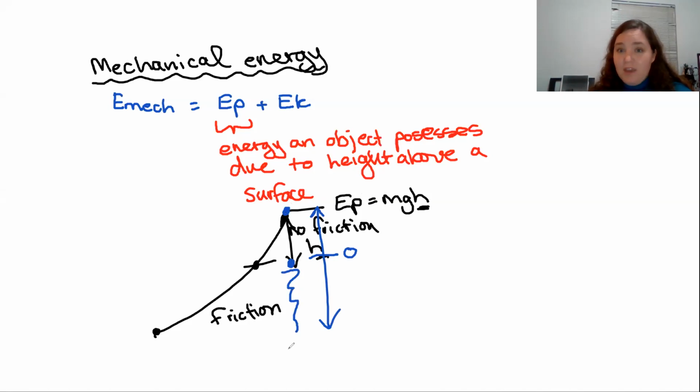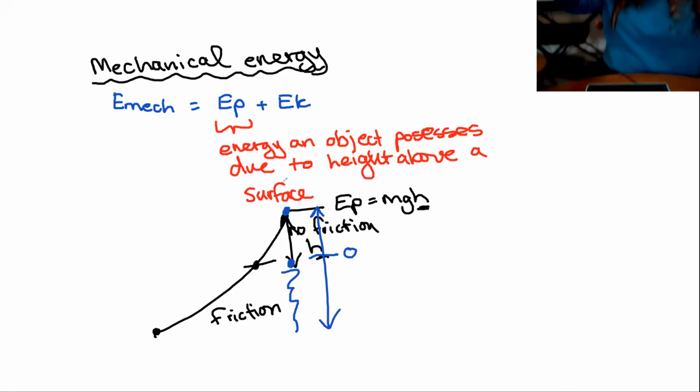So another way that I can describe to you what it means when we talk about the height above a surface is I could use the example that right now this pen possesses a certain amount of energy because it's a certain height above my table.